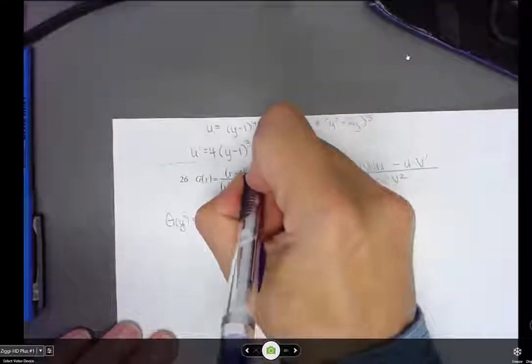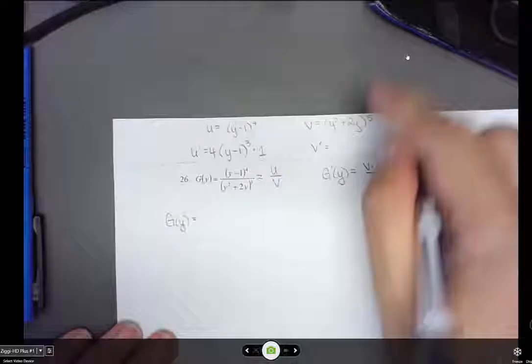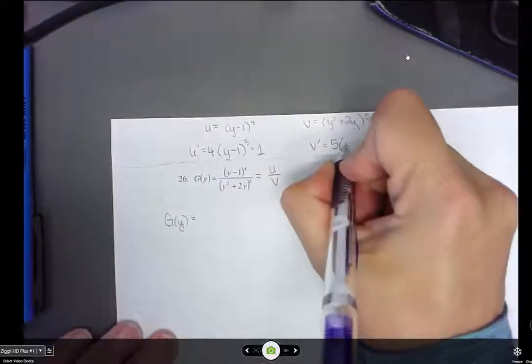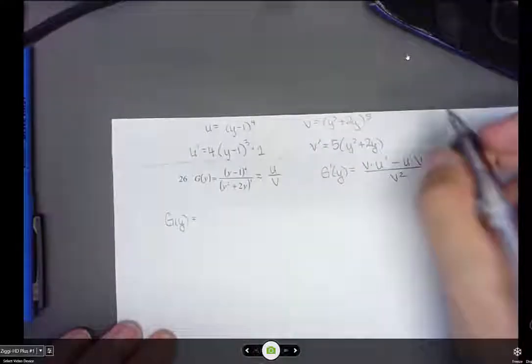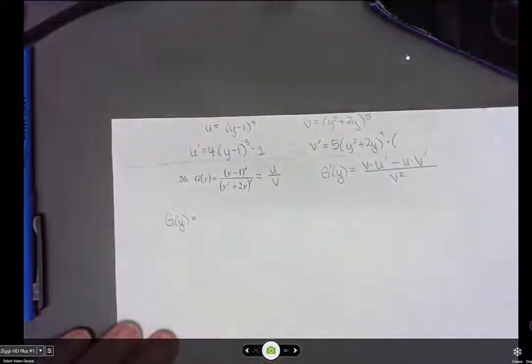So let's look at v prime. So first, bring the power down. So 5, stuff inside stays the same, subtract 1 from the power, then multiply by the derivative of what's inside parentheses. So it would be 2y plus 2.